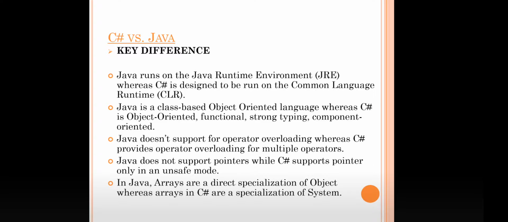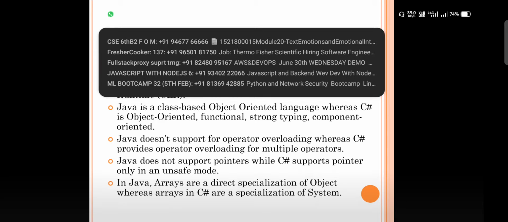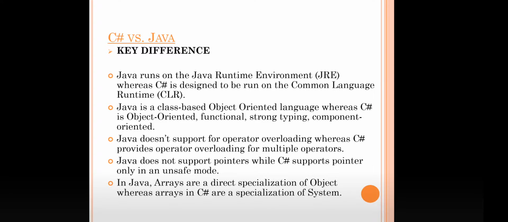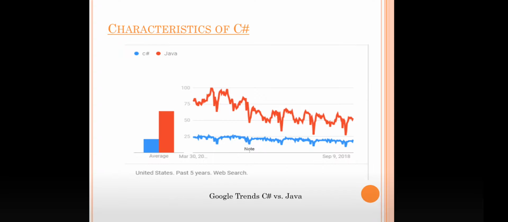Java does not support pointers. Yeah, we all know Java doesn't support pointers, whereas C Sharp supports pointers only in an unsafe mode. I already told you guys it's type safe, but in unsafe mode it operates with pointers as well. Okay, in Java arrays are a direct specialization of object, whereas arrays in C Sharp are a specialization of system. Okay.